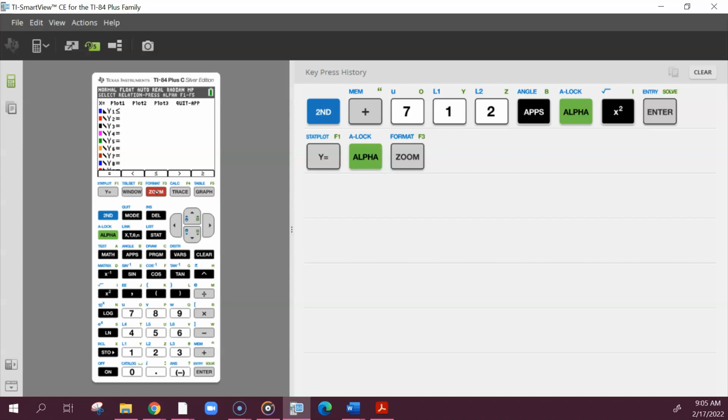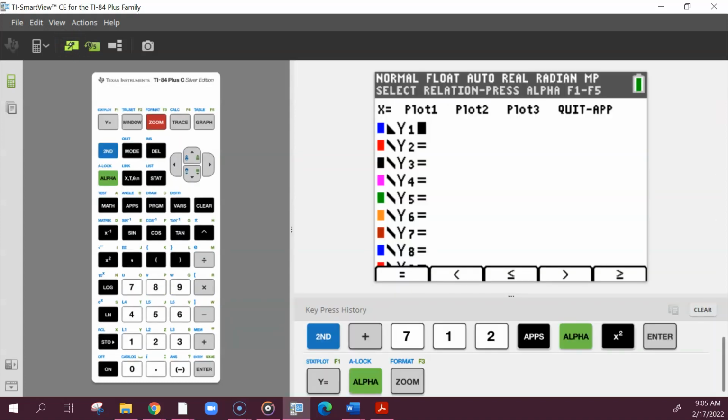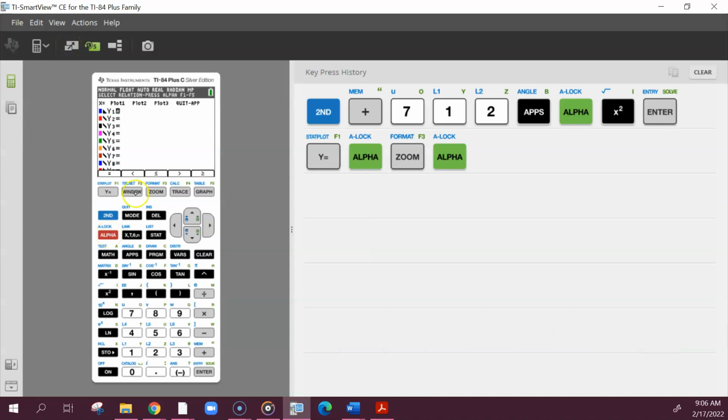I don't have that thing. Alpha. I don't have that. Did you go into apps? I pressed apps. Ooh. So if you didn't go into apps and Inequalz, you wouldn't have that. So if you needed to change it, you could just press alpha and whichever one you need, and it'll do that for you.